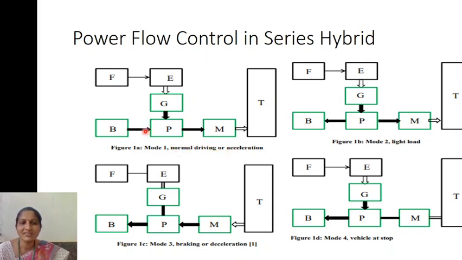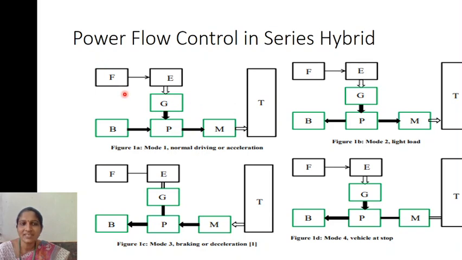In the normal driving or acceleration, only the battery is taking up the charge. From the battery, the power is supplied to the power controller, and that is given to the motor. From the motor, it is given to the transmission. From the transmission, it is given to the wheels.